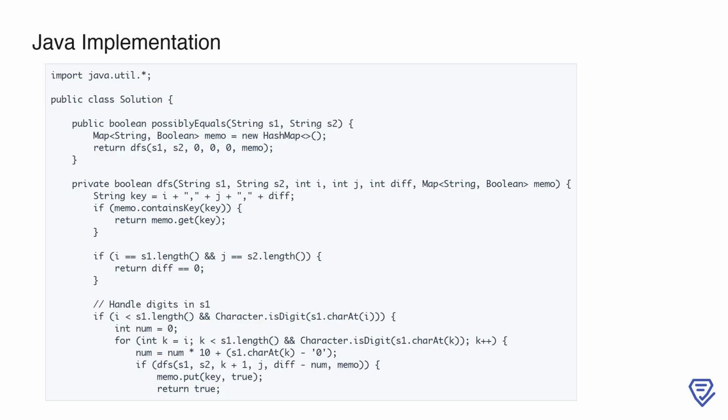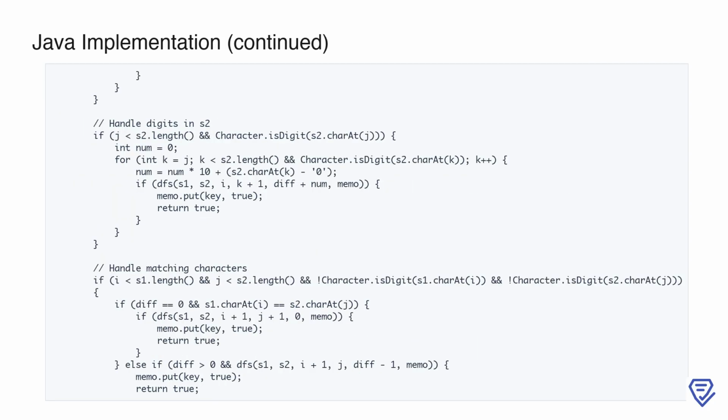and return true. Continuing with the DFS implementation, we now handle cases where the current character in S2 is a digit. Similar to S1, we extract numeric values from S2 by iterating through consecutive digits, updating diff by adding the number, and recursively calling DFS for the next state. If this path leads to a valid solution, we record the result in the memo map and return true.